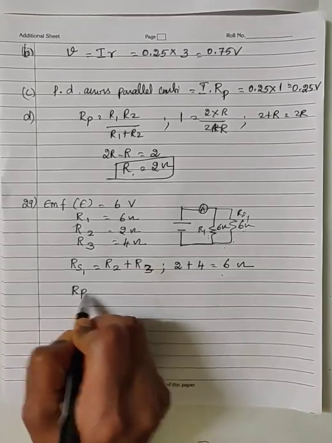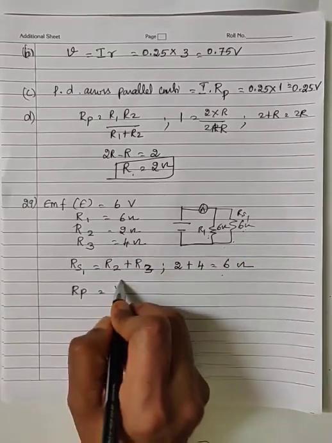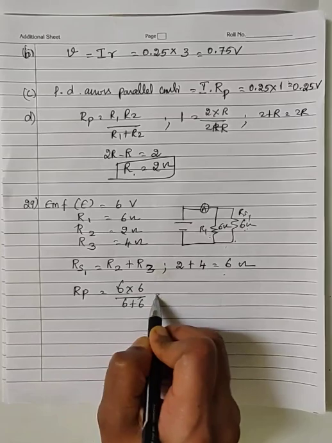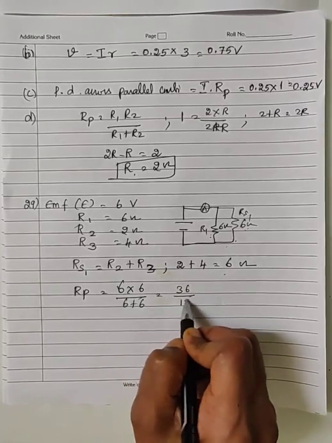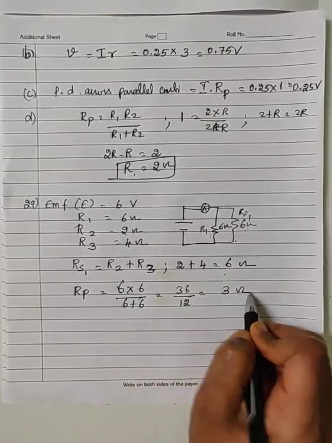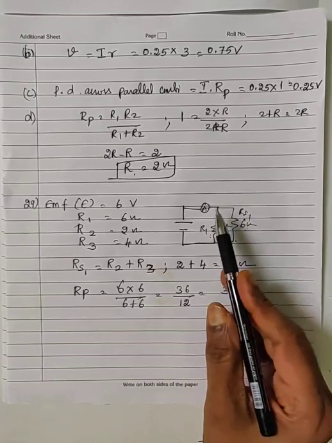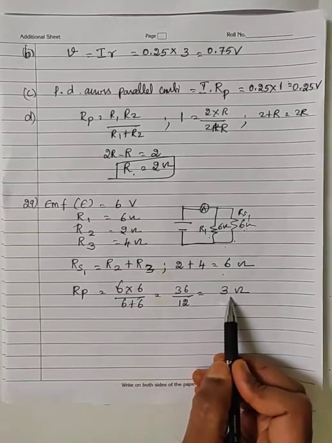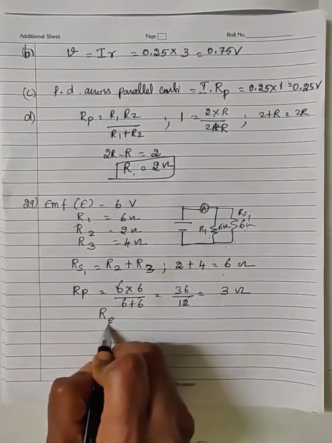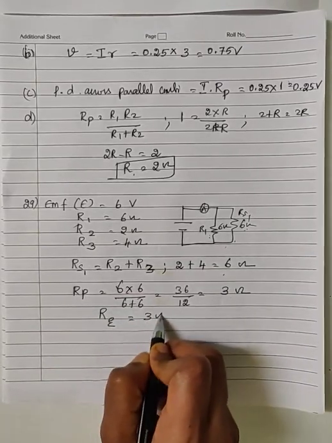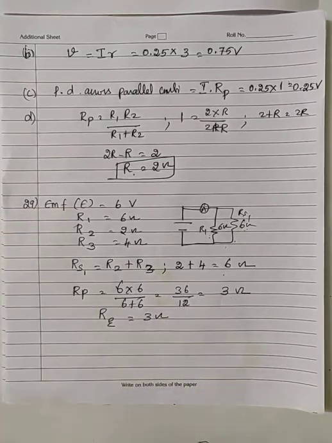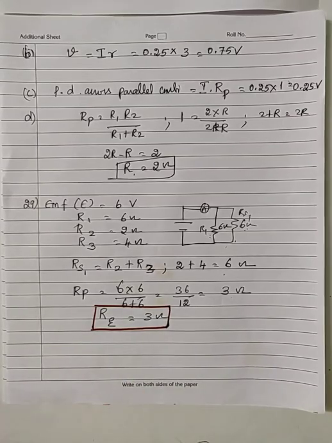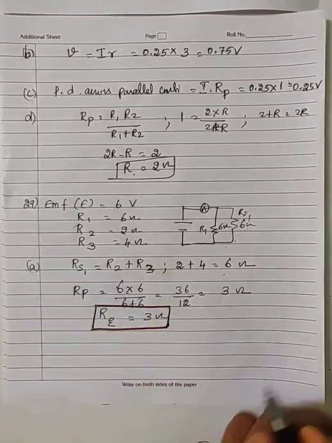So we have to find out the effective value of this parallel combination. So I can write RP is equal to 6 into 6, these two values, divided by 6 plus 6, which is equal to 36 by 12, which is equal to 3 ohm. So the total resistance, the first question is the effective resistance in the circuit, which is equal to 3 ohm. So effective resistance we represent by the symbol RE is equal to 3 ohm. This is the answer for the first part of the question. Yes, the effective value of the resistance is equal to 3 ohm.